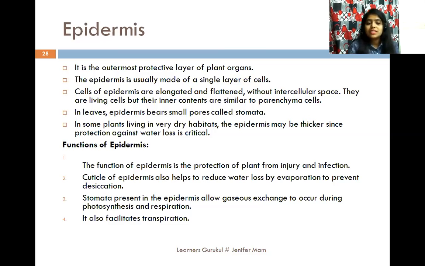Let's see some of the functions of the epidermis. It gives protection to the plant from injury and infection. The cuticle present in the epidermis helps reduce water loss by evaporation, to prevent desiccation. The stomata present in the epidermis allow gaseous exchange during photosynthesis and respiration, and also facilitate transpiration.